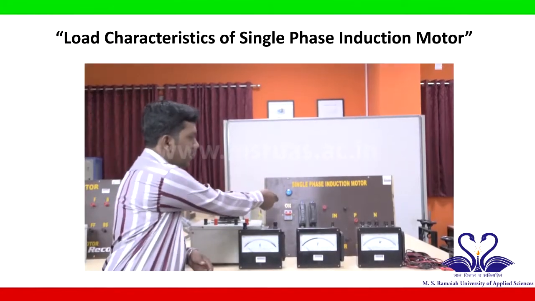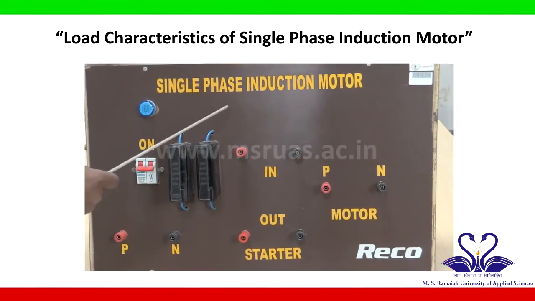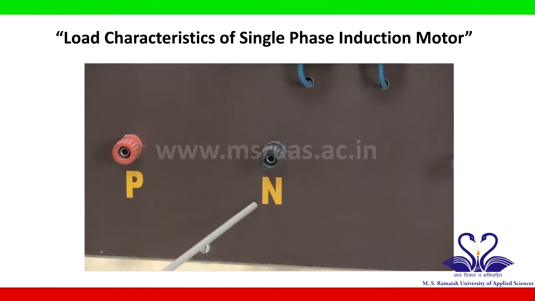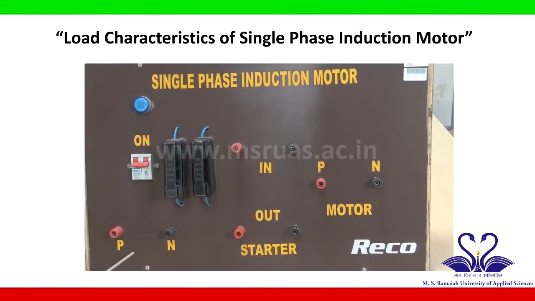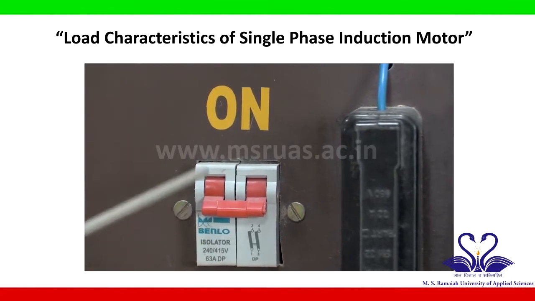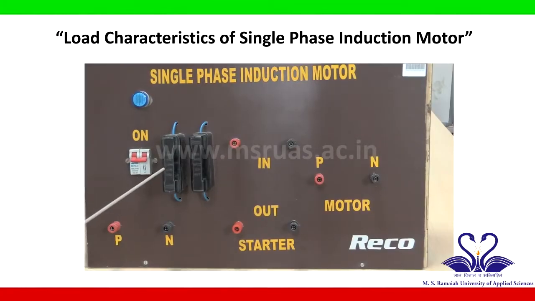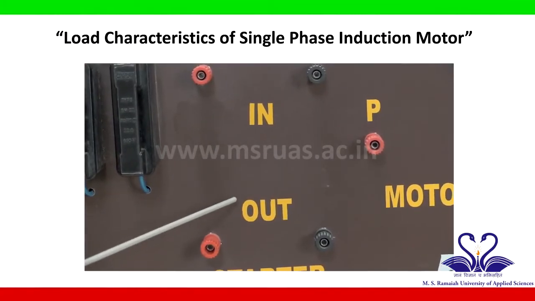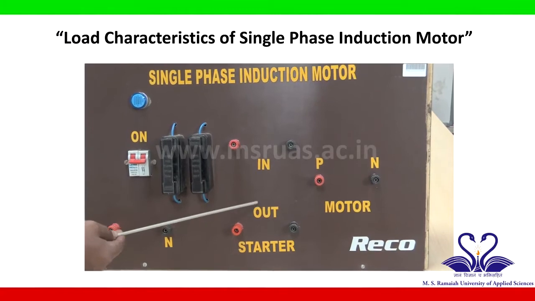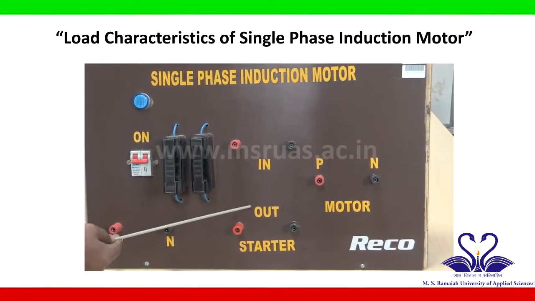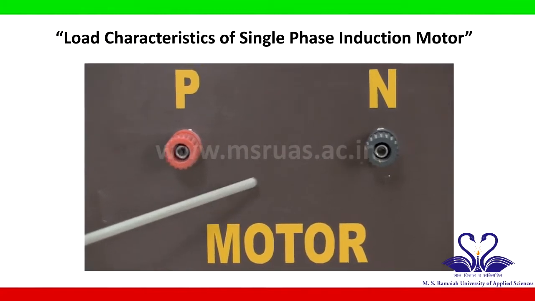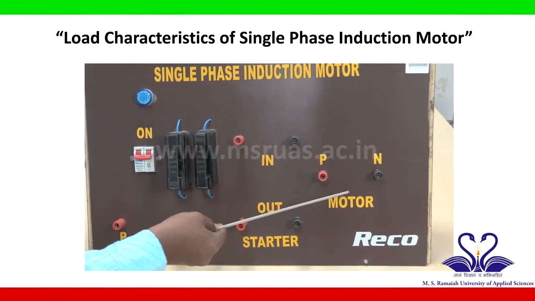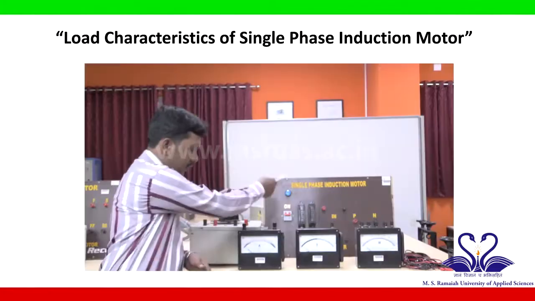And a single phase induction motor panel. This is the panel of single phase induction motor. So it mainly consists of phase and neutral. These two terminals are used as the supply terminals. Next, this is the DPST switch and this is the indicator, and these two are the fuses. And here it consists of the input terminals and output terminals. So these terminals are used to connect the starter externally, and this is the phase and neutral of the motor terminals. So in this case the motor is connected externally by using these two terminals.